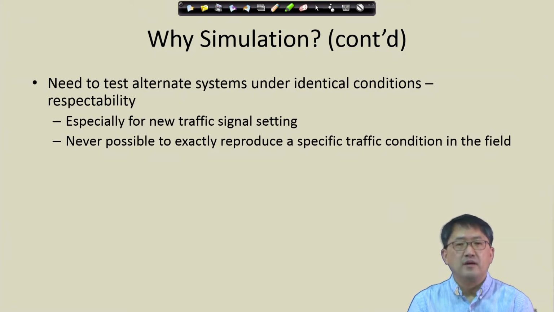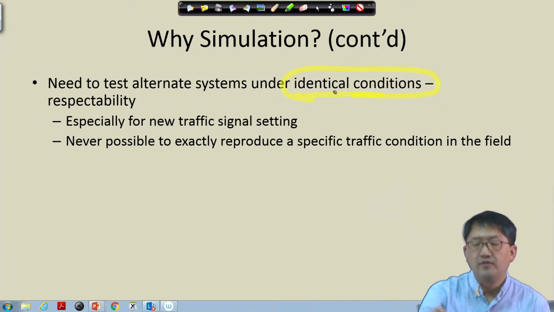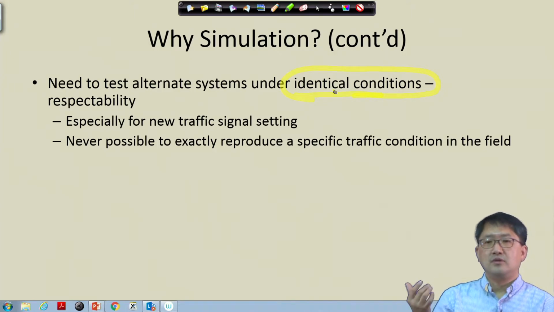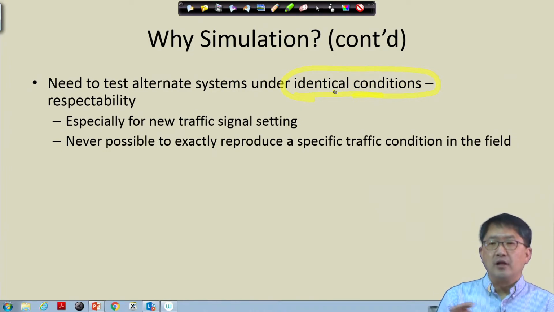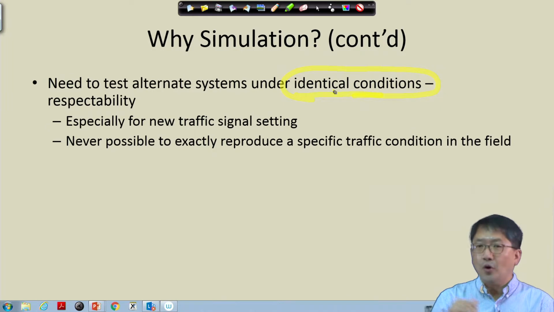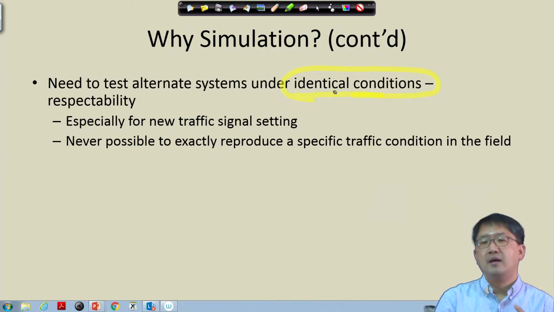Also, consider comparing alternatives under so-called identical conditions. If you are doing a before and after study, testing the current situation versus a new timing plan or new operational strategy, there's no way you could have identical conditions before and after. Also, your highway may have somewhat low volume, and you want to see what happens when it gets congested. There's no way you could make that happen. Maybe in some countries you can make people travel, but typically it's not easy to accomplish. So simulation can create exactly the same identical conditions.